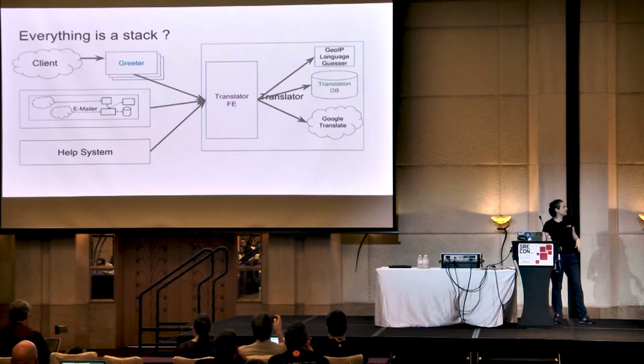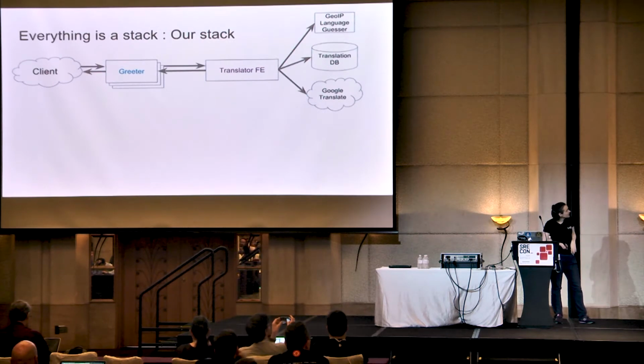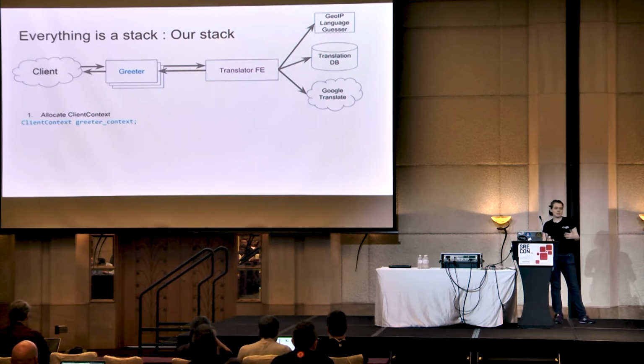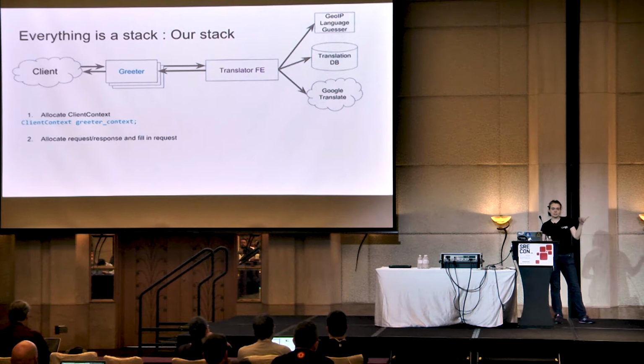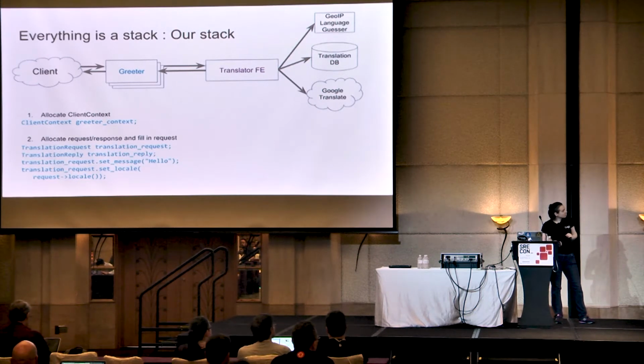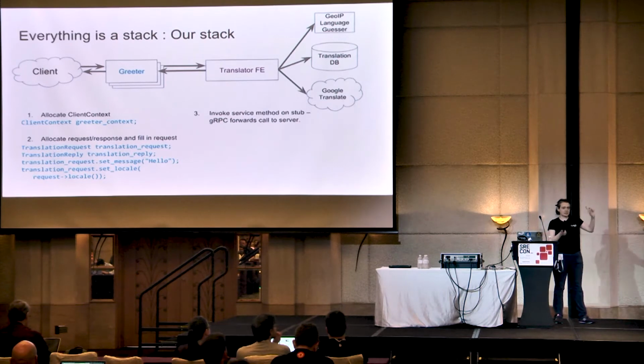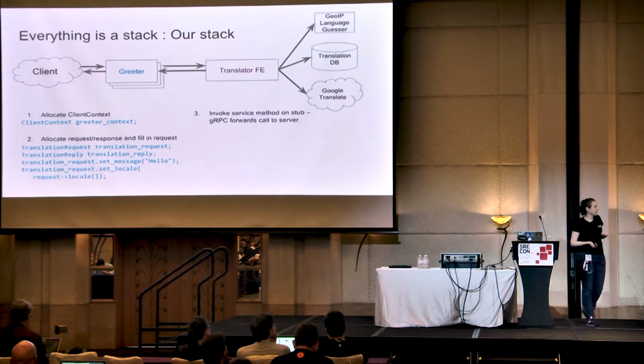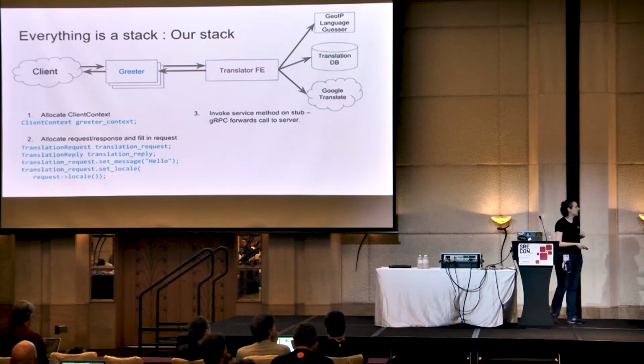So now you have protocol buffer. What does that look like? So you allocate a client context. That's the object holding all the information about the RPC. Then you're going to allocate the response and request to get filled in. So those are the messages from the protocol. It's that simple. Translation request, translation reply, set hello, set what language you want it in. Then you're going to hand off to that stub. That's that service RPC that we saw earlier, and invoke that to the server to call.